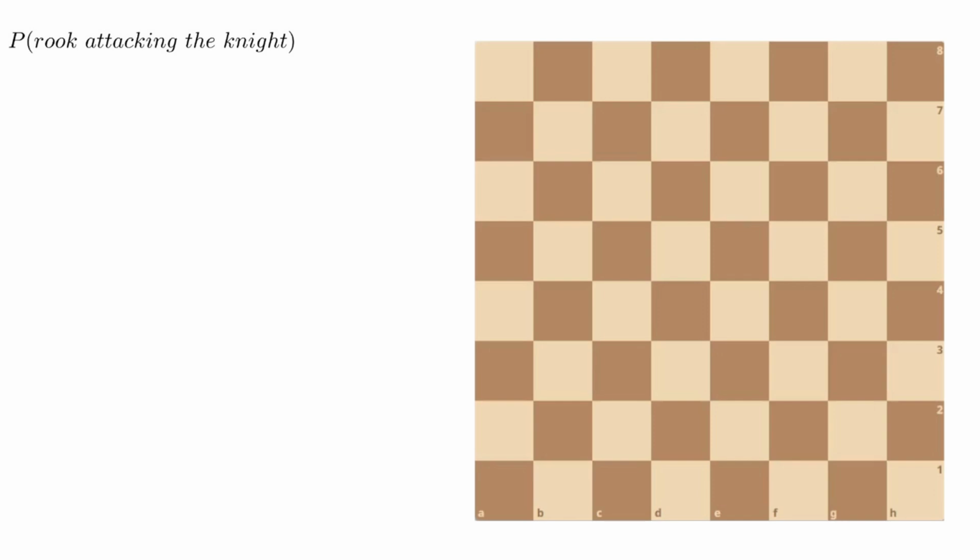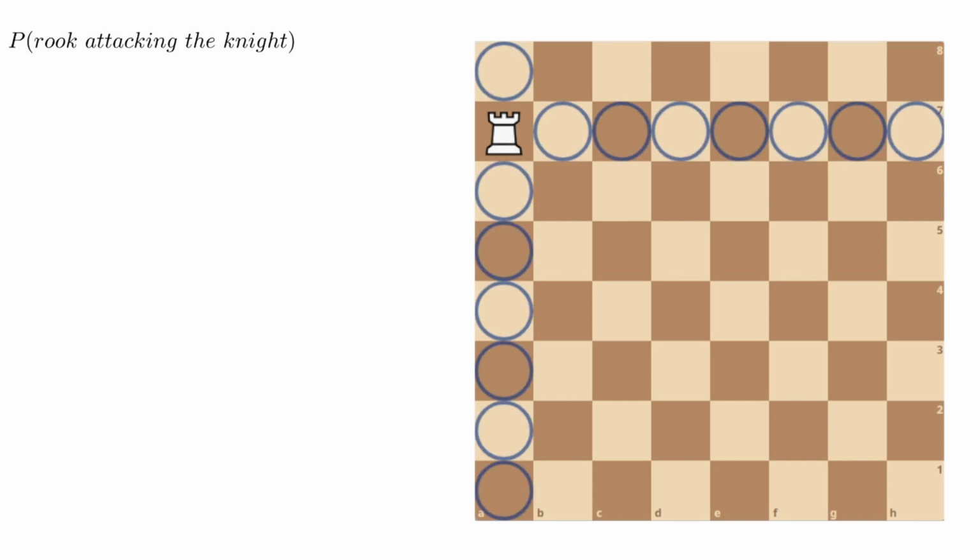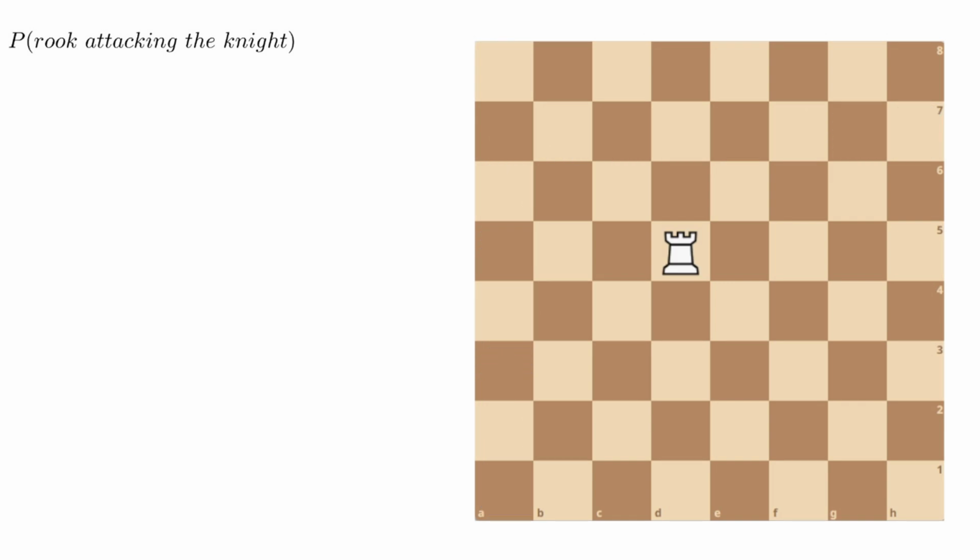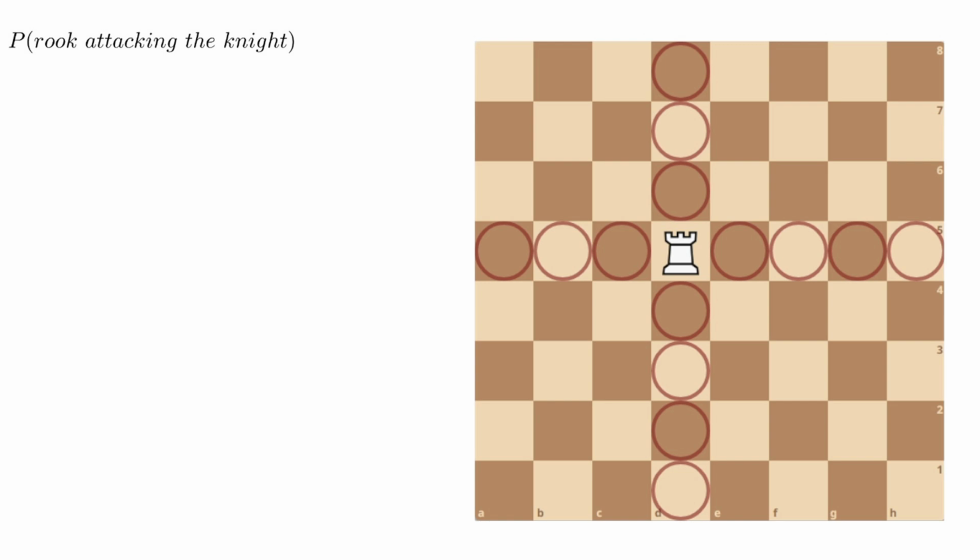Likewise, if we drop the rook on a7, then the same holds true. It's attacking 14 other squares. In fact, on whatever square you drop it on, it's always attacking 14 squares. So the possibilities that the rook is attacking the knight are 64 times 14, which is 896 possibilities in total.